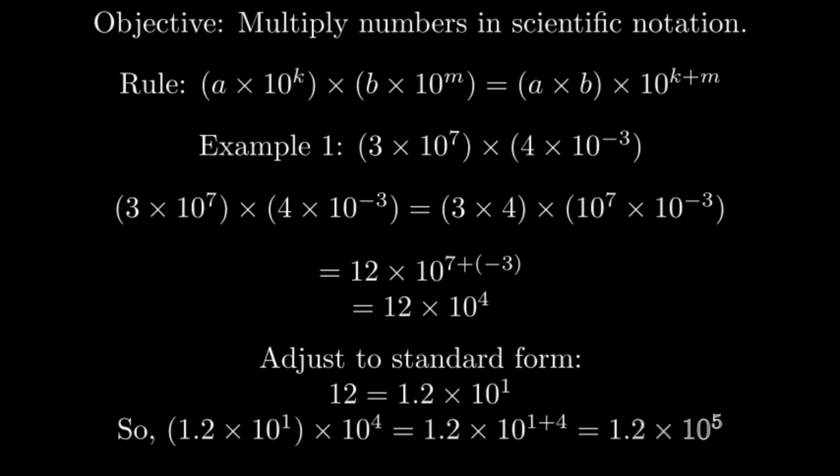We can write 12 in scientific notation as 1.2 times 10 to the power of 1. So we replace 12 with that, giving us 1.2 times 10 to the 1, all times 10 to the 4. Now we add the exponents again. 1 plus 4 is 5. Our final correct answer is 1.2 times 10 to the fifth. So we've successfully multiplied two numbers in scientific notation and ensured the result was in the correct form. We achieved our objective for this section.